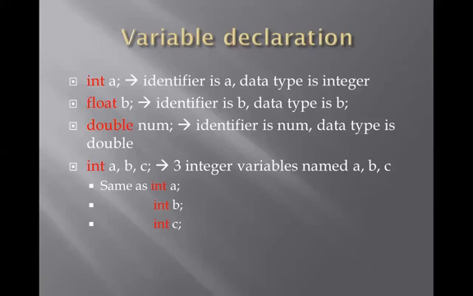You can also declare as int a, b, c. It means that you are declaring three variables named a, b, and c, which are going to be of type int, which is the same as declaring int a, int b, and int c. That's a much shorter way to do it.